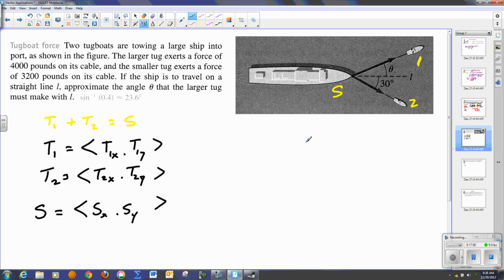Now, what do I know about each of these? Well, as we've done before, when we've converted from polar to rectangular, we've taken our magnitudes, which in the first tug's situation is 4,000, multiplied by the cosine of some angle, which I don't know in this case for the first tug. And I'm going to add that to 4,000 times the sine of that angle, which I don't know.